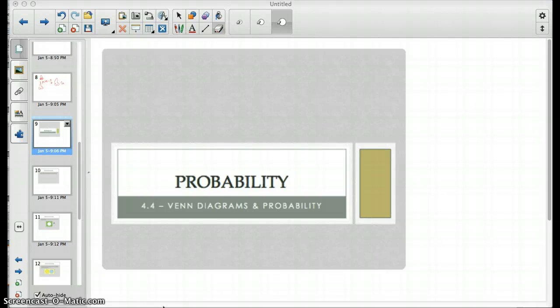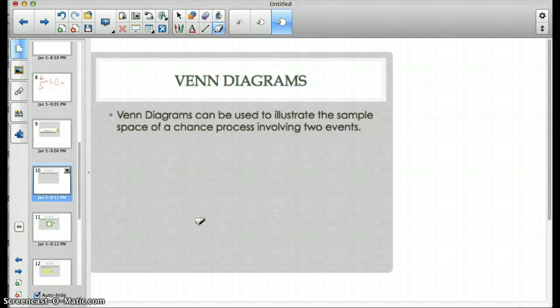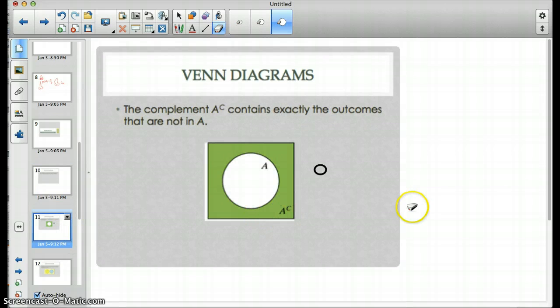Okay, guys, quick video on Venn diagrams. A Venn diagram can be used to illustrate the sample space of a chance process involving two events.